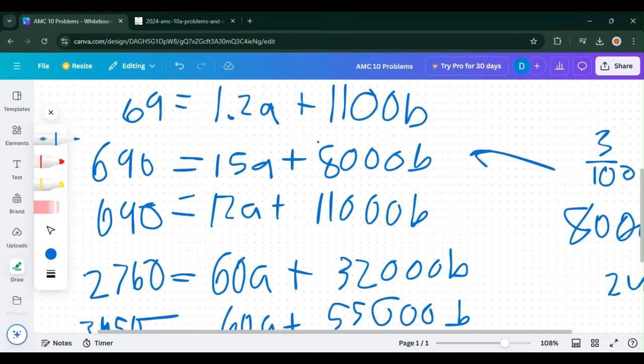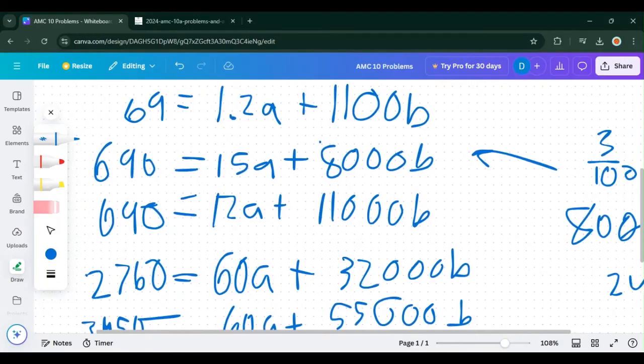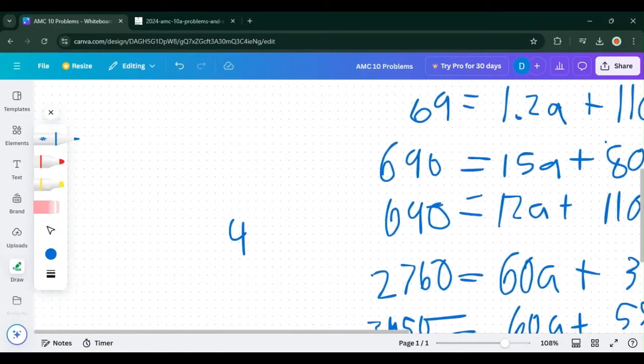And then we subtract by 240. So we have 450, and then we have that is equal to 15A. A is equal to 30.